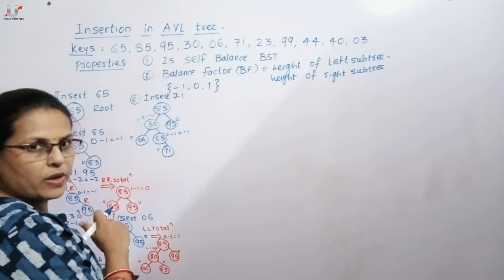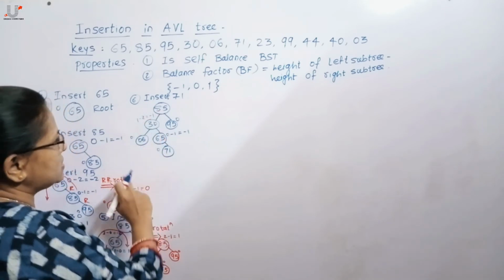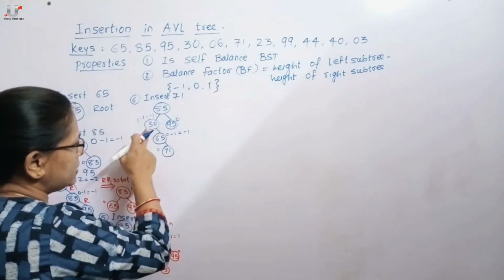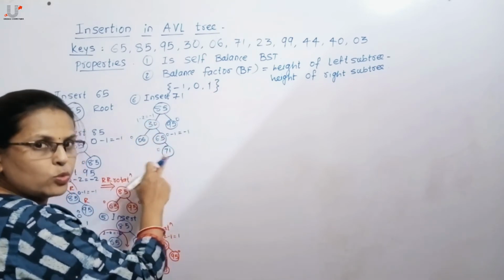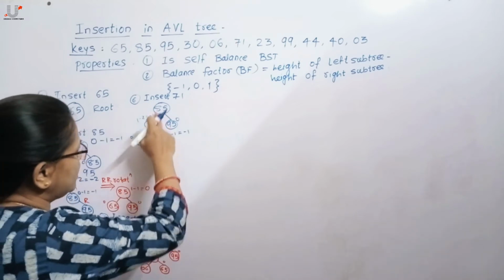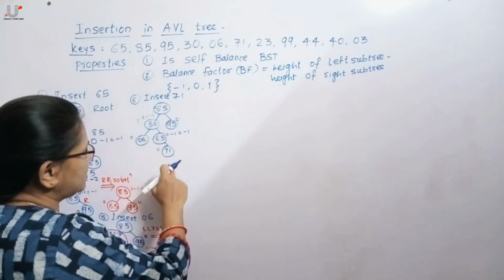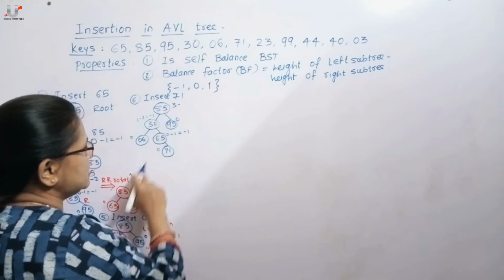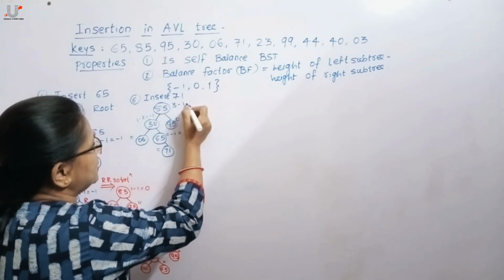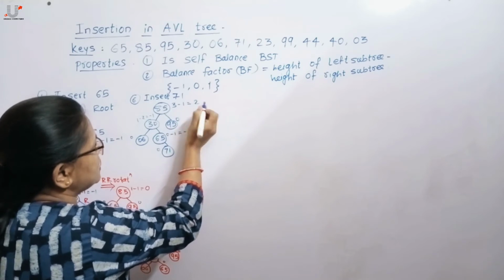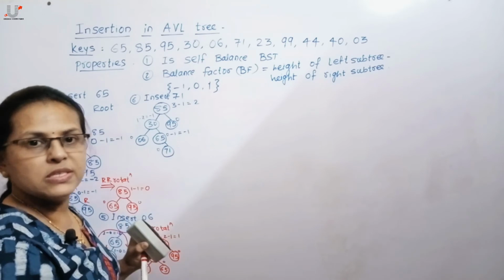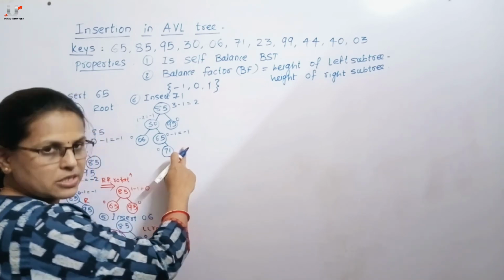For 85, find out the balance factor. Height of left subtree is 1, 2, and 3. We have to always take the maximum height. So here the maximum height is 3. So 3 minus height of right subtree, which is 1. 3 minus 1, so the balance factor is 2. As the balance factor becomes 2, that means this tree is an imbalanced tree.